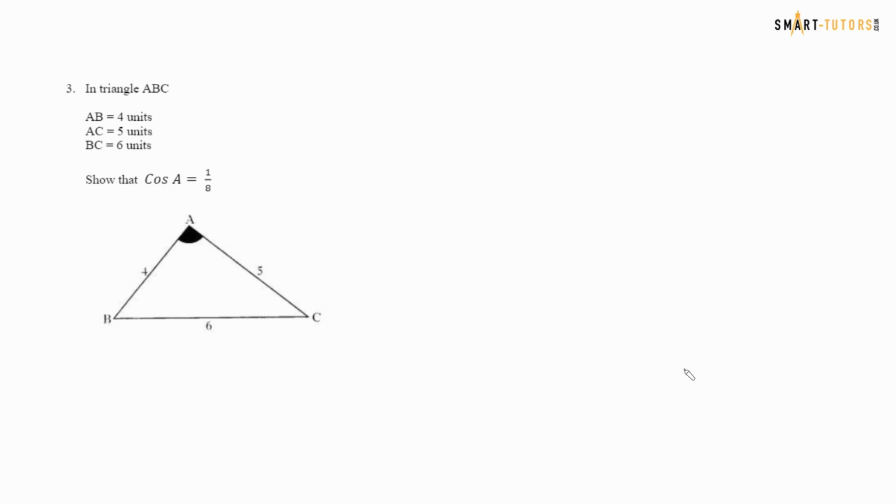So far, AB is 4 units, this is a side, and AC is 5 units, this is a side, and BC is 6 units, this is a side, and the angle here is A. They are asking to show that cosine A equals 1 upon 8. First of all, 3 sides and 1 angle are involved, so it's a cosine rule.